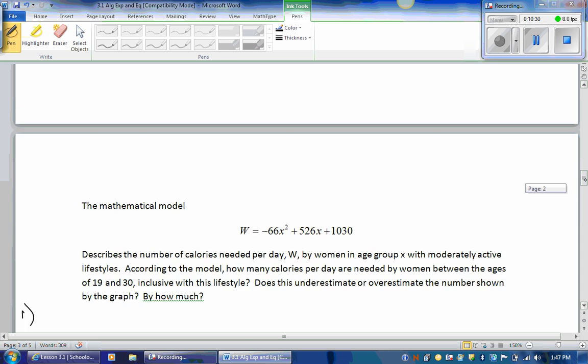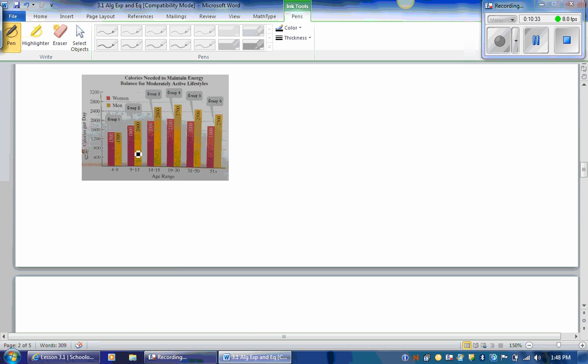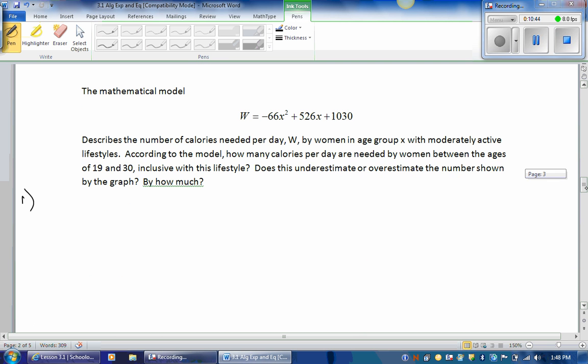So I'm going to go back up, and I'm going to look at age group 19 through 30. Okay, so here's 19 through 30. And it's been deemed group 4. Okay, group 4 is 19 through 30. So that's the group value for X that we're going to be plugging in. All right, so I want to know how many calories. So W equals negative 66. And I'm going to be putting in 4 for the group value, squared plus 526 times 4 plus 1,030.